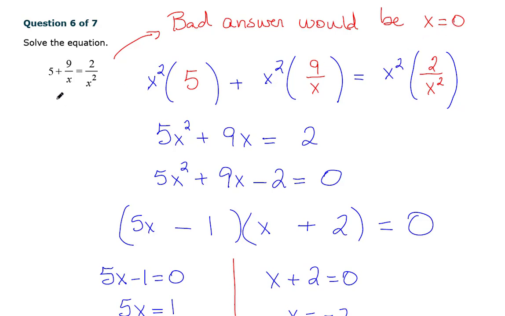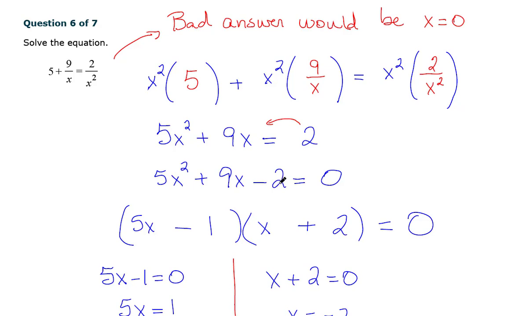So I want all the fractions to go away, so I'm going to multiply through by x squared all the way across. Nothing cancels in the first, so 5x squared. One of these x's go, I get a 9x. All of these go, and I get a 2. So bring the 2 to the left.